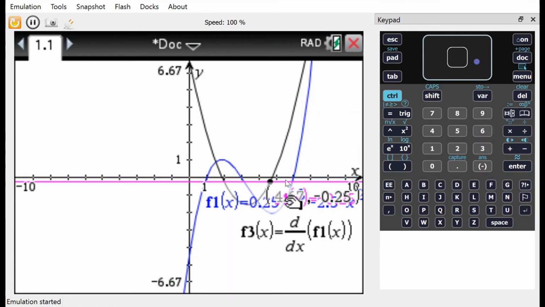So that is the location where this tangent line will be parallel to the one that we found. This is the other location where it has a slope of negative 0.25. Okay, so that would be our answer. X equals 4.67.